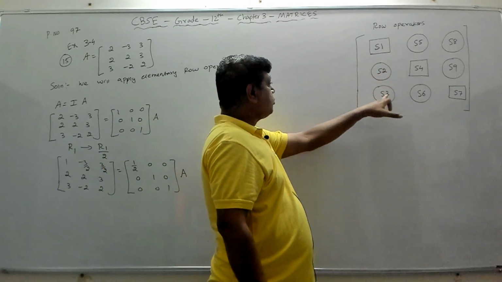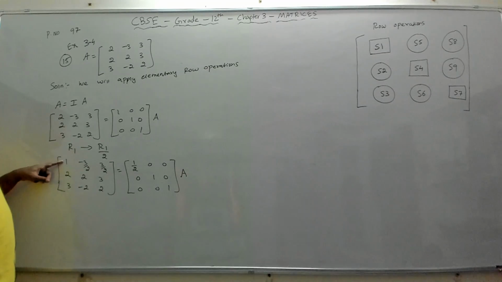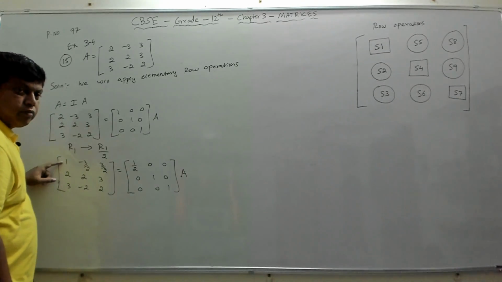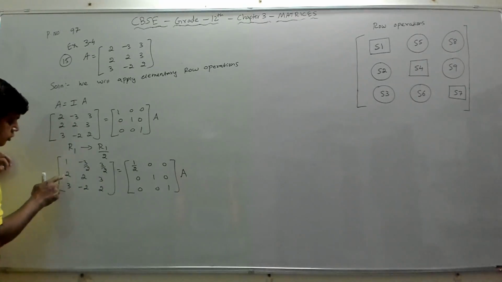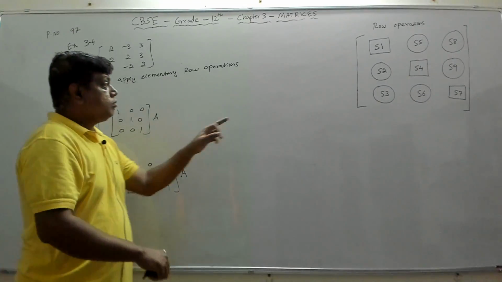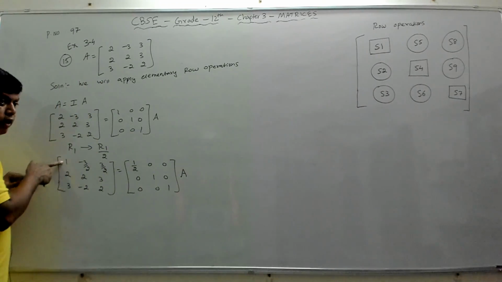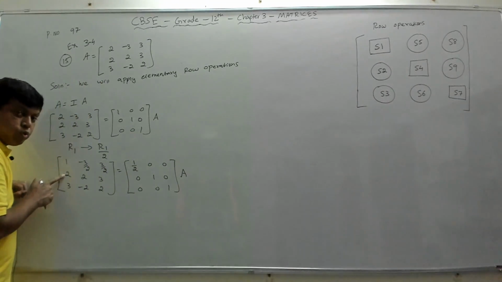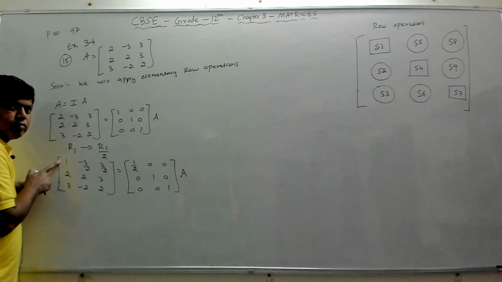Then you have to make these two zeros. We have to make these two zeros using this one. So what can we do? We will make these two zeros. Say S2, this is step 2. This should be made 0 using this one. Then we will say what? 2 minus 2 into 1. Then this will become 0.